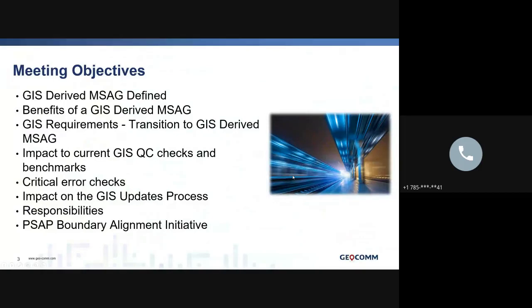What we want to spend most of the time this morning on is talking about the GIS Derived MSAG. So we want to define it, talk about the benefits of it, then transition into what are the GIS requirements. Then we're going to talk about the impacts to the current GIS QC checks and benchmarks. And this is in particular for the transition to NextGen 911 when we will be using the GIS data for call routing. We're going to talk about the critical error checks and then a brief discussion on the impacts of the GIS updates process.